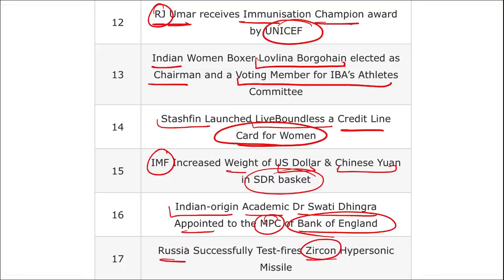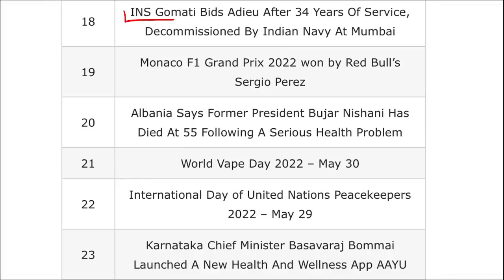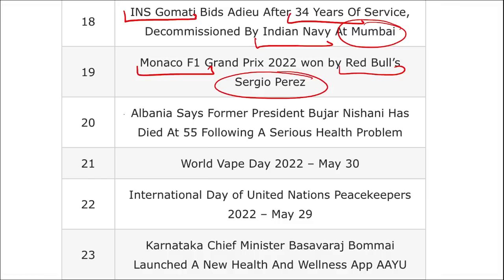Russia successfully tested their Zircon hypersonic missile. INS Gomati has been recently decommissioned by the Indian Navy at Mumbai. Monaco F1 Grand Prix has been won by the Red Bull driver Sergio Perez. Albania says former president Bujar Nishani has died at the age of 55.